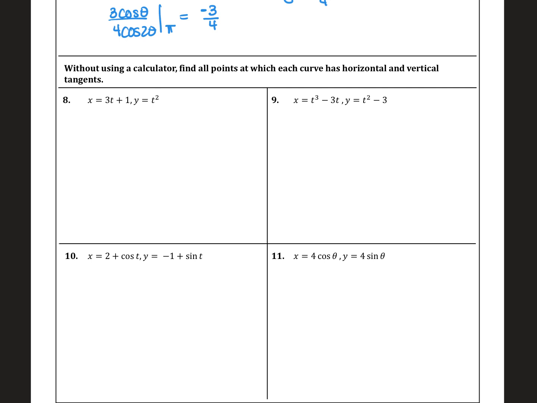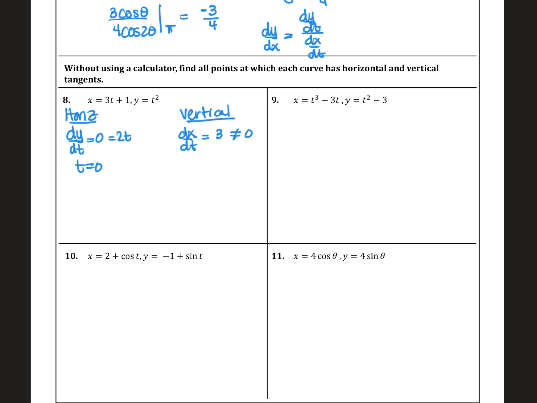We're going to find the horizontal and vertical tangents. Okay, so remember what the slope looks like in parametric. It is dy/dt over dx/dt. So if we want a horizontal tangent line, we're looking for where dy/dt is equal to 0 and dx/dt is not equal to 0. So we know that it's horizontal when time is equal to 0. The vertical tangent lines are going to come from when the denominator is equal to 0. So here dx/dt is equal to 3. That's never equal to 0, so we know that there's no vertical tangent lines.